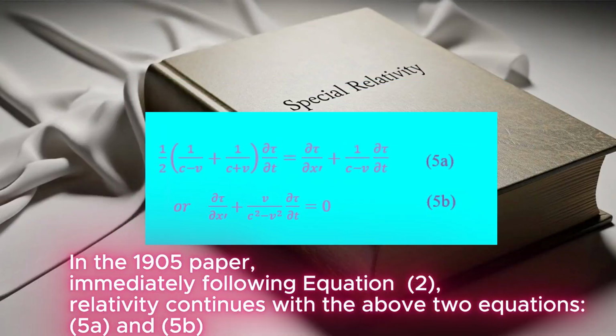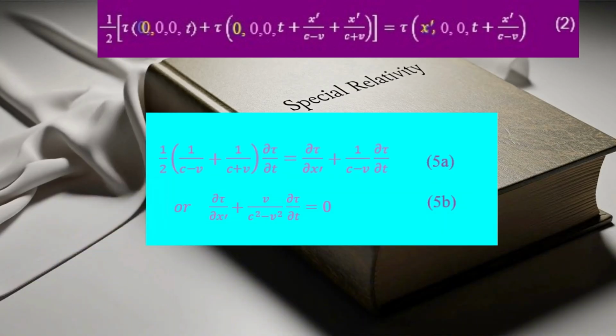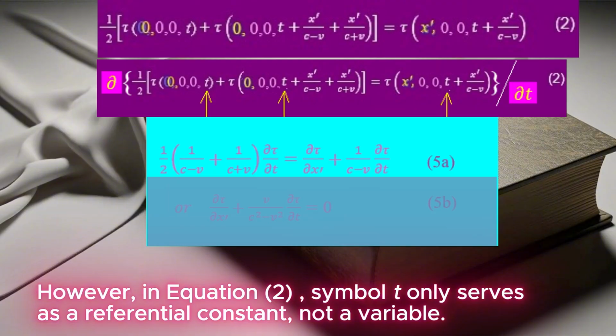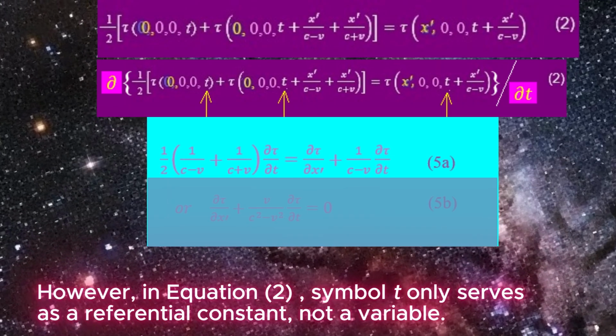In the 1905 paper, immediately following equation 2, relativity continues with the above two equations, 5a and 5b. Equation 5a is obtained by directly differentiating 2 with respect to the time element t. However, in equation 2, symbol t only serves as a referential constant, not a variable.